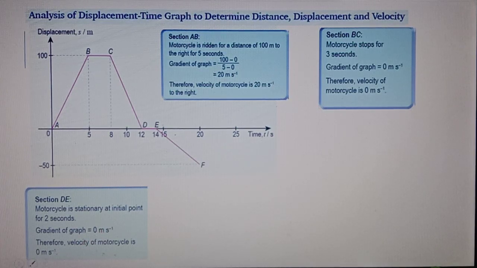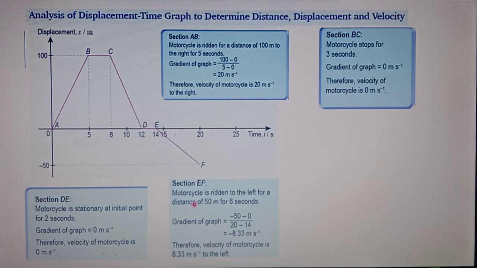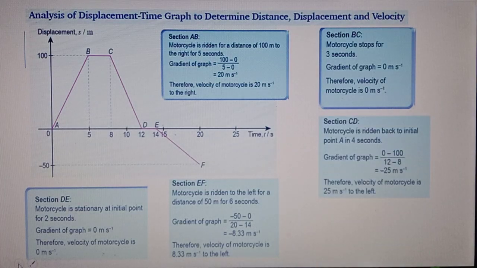okay, we want to discuss CD first. Okay, sorry, here. So this is the CD part. So for CD, the motorcycle is ridden back to the initial point A in 4 seconds. Okay, so from C to D, you can see at D, displacement becomes 0. Displacement 0 means the motorcycle returned to its original position.